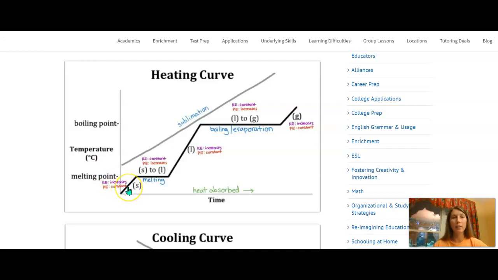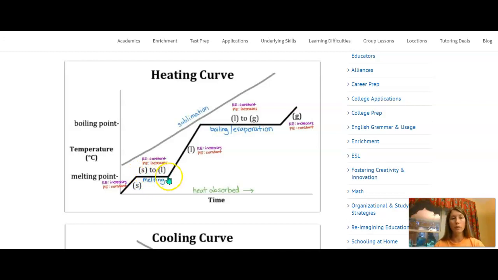So if we're adding heat, imagine we have a pot of ice on a stove, and we're going to add heat to it, and the temperature is going to increase. And so as we move up here, temperature is increasing as we add heat energy. Then we get to a point. Right here at this point is what we call the melting point. So where you're going from a solid to a liquid.